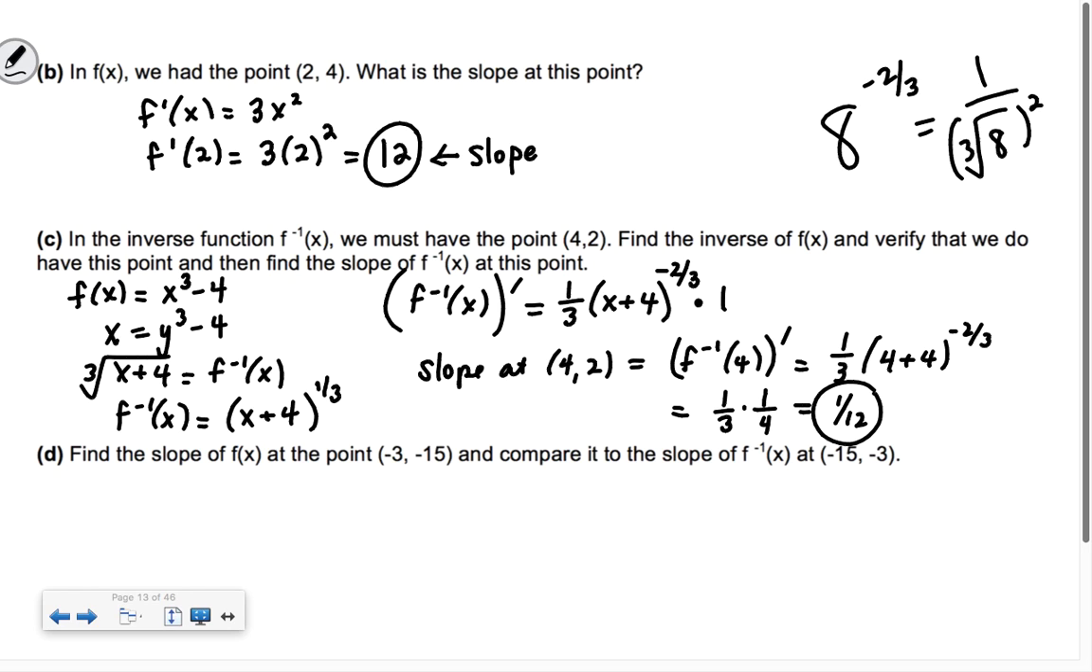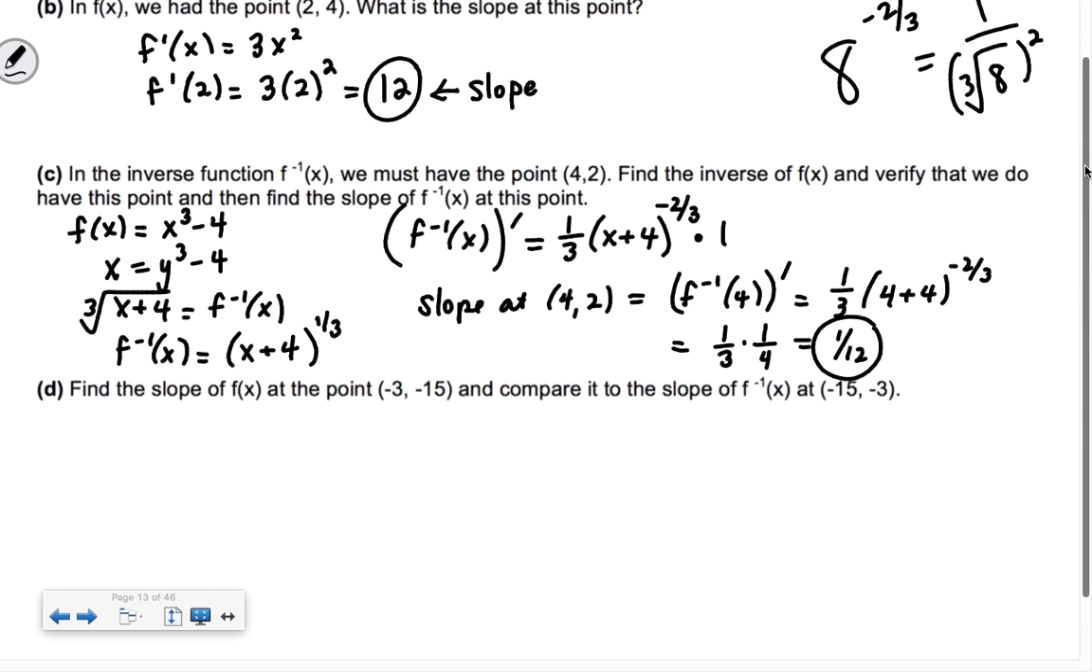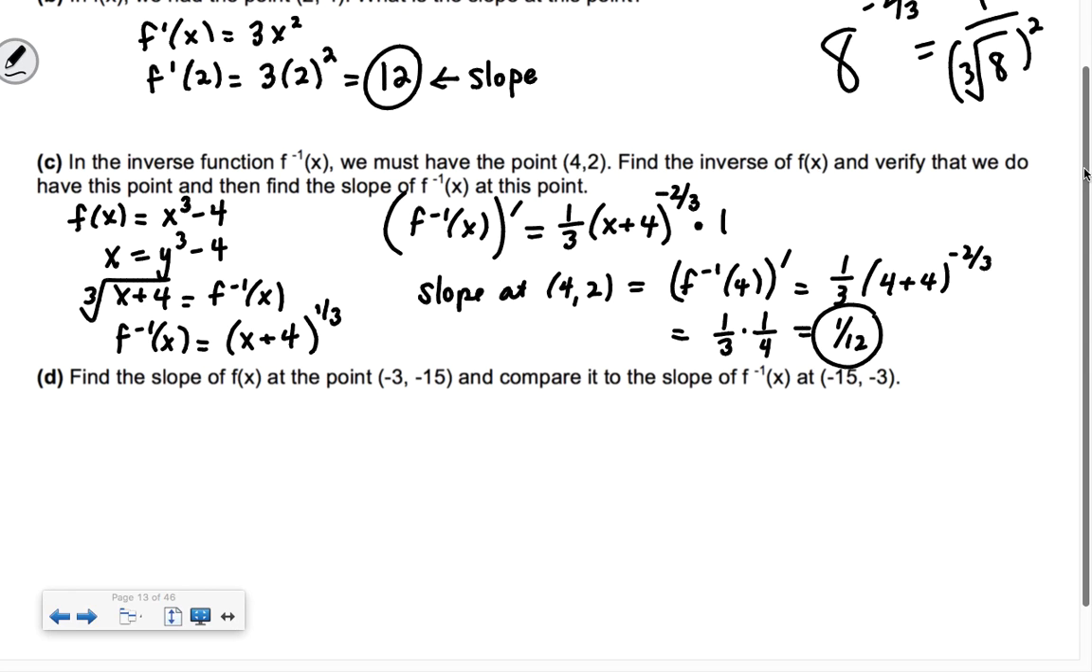All right, so D says find the slope of f of x at the point negative 3, negative 15 and compare it to the slope of f inverse of x at negative 15, negative 3. So let's do this one more time, so we don't have to do all the derivatives. We've already done that. So the slope at negative 3, f prime of negative 3, was going to be 3 times negative 3 squared. We go back up to the f prime of x equation. So what do we get there? 27.